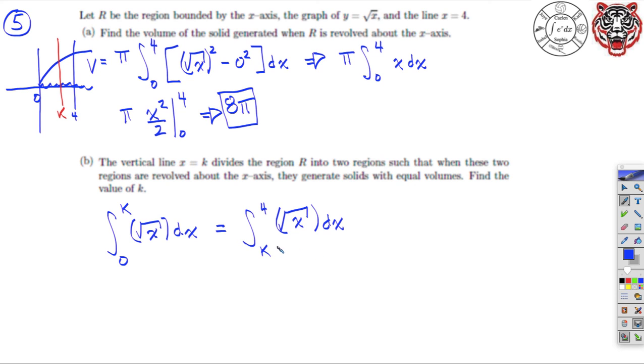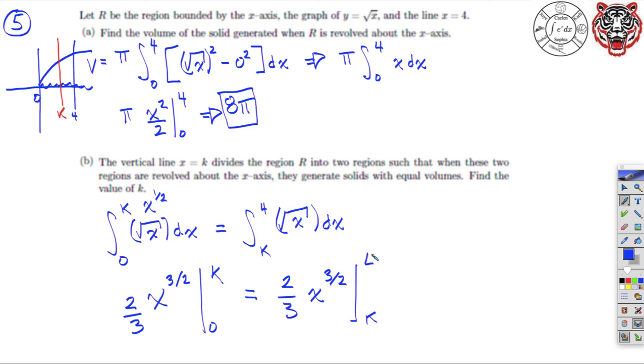Oh, yeah. All right, remember, square root of x can be written how? X to the power of 1/2. And then when I take the integral, that's going to be x to the 3/2, and then divide by 3/2, so that's 2/3. And that's evaluation bar between 0 and k. That needs to be set equal to 2/3 x to the 3/2 evaluation bar from k to 4. Evaluate both of these, solve for k, that's your answer.